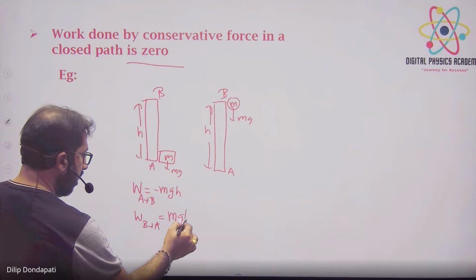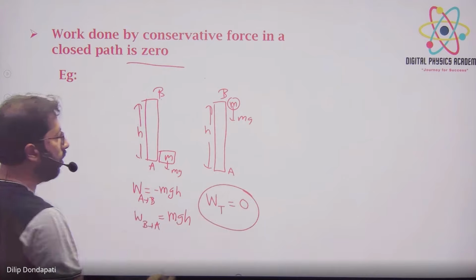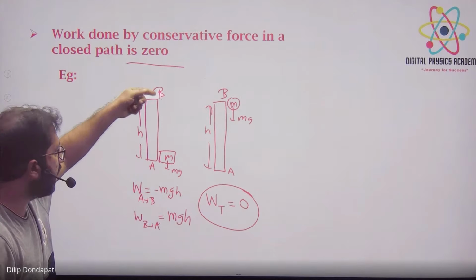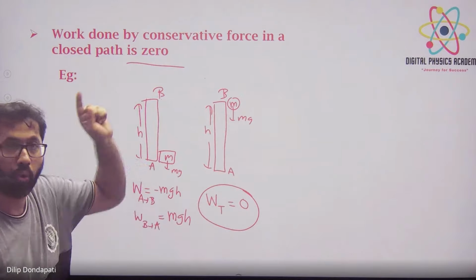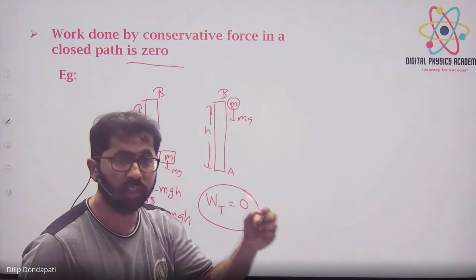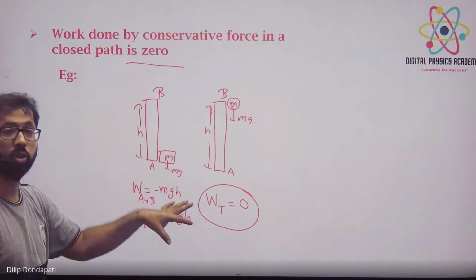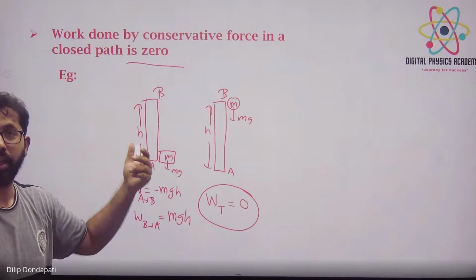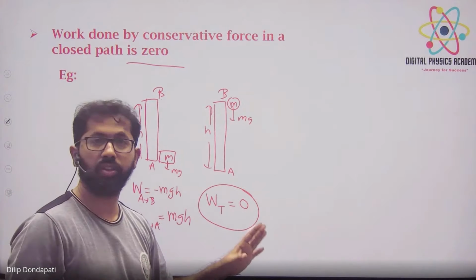So total work done is how much? 0. So in a closed path, meaning here to here and again came back to the same position, work done in a closed path is 0 only when F is a conservative force. Very important. If F is not a conservative force, work done in a closed path is not 0. You may think work done in a closed path can always be 0, displacement is 0, but it is not so. If I take the example of friction force, it will not be 0. Work done is not 0, right?